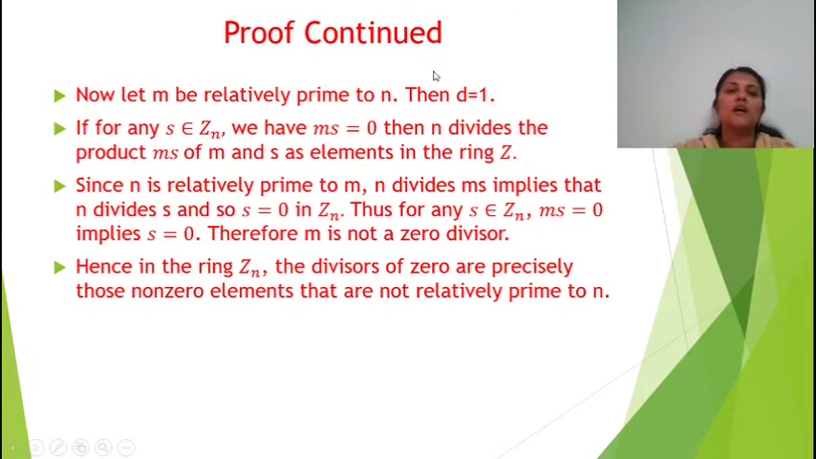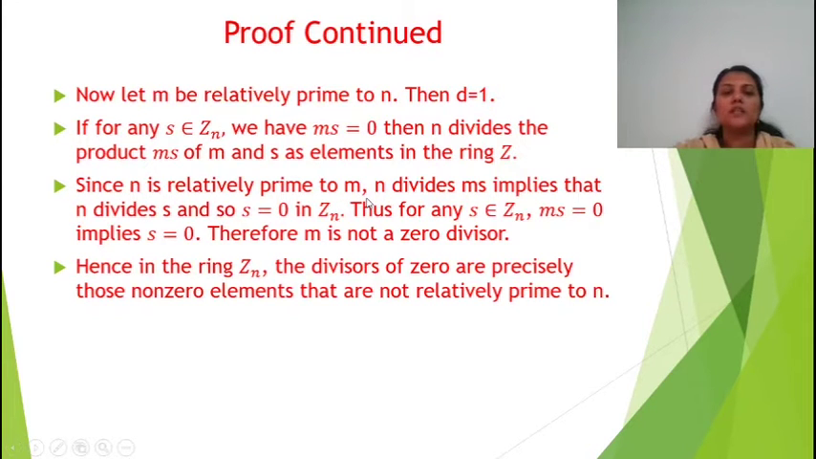Now we can assume that m is relatively prime to n, that is, GCD d is equal to 1. So for any s element of Zn, we can take ms equal to 0. Then n divides the product ms of m and s as elements in the ring Z. We should not take it as in Zn, but take ms as a separate element of Z. Then since n is relatively prime to m, n divides ms implies that n divides s.